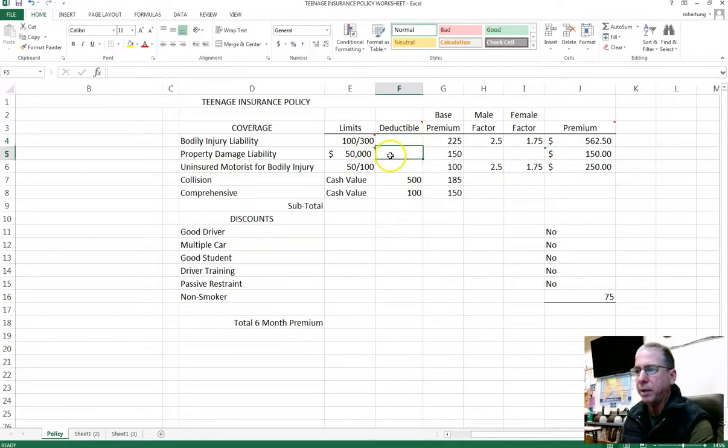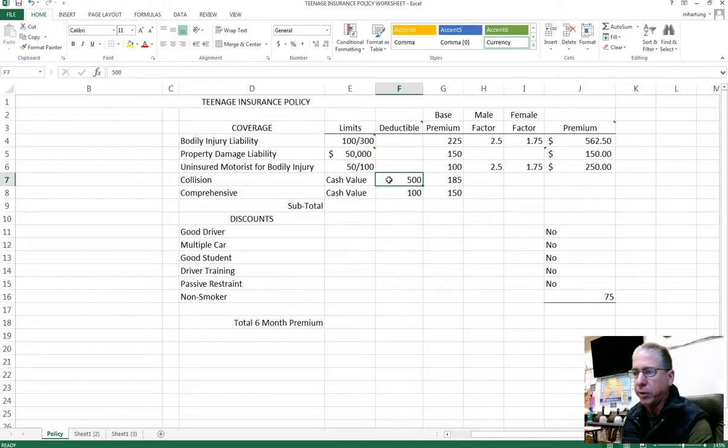Now, when it comes to liability, those don't apply, or for uninsured motorist. But when it comes to collision, so if you wreck your car or roll it over, you're going to have to pay $500, and then the insurance company will pay the balance of that damage. And the same thing with comprehensive insurance. You have to pay the first $100. Then the insurance company will cover the rest of it.